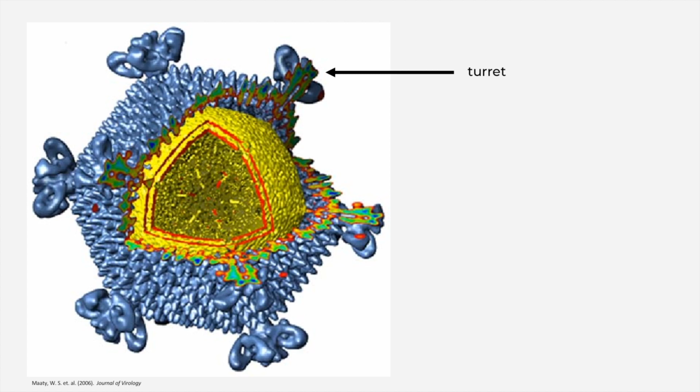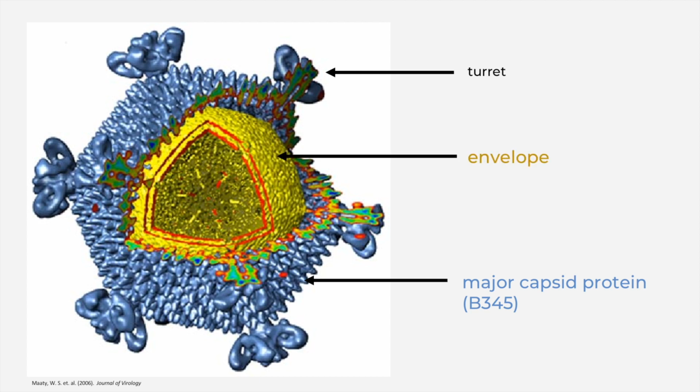To understand the architecture of the virus, shown in blue is the major capsid protein encoded by the gene B345. In yellow is the host-derived internalized cell membrane. And in the middle is where the double-stranded DNA of this virus is found.